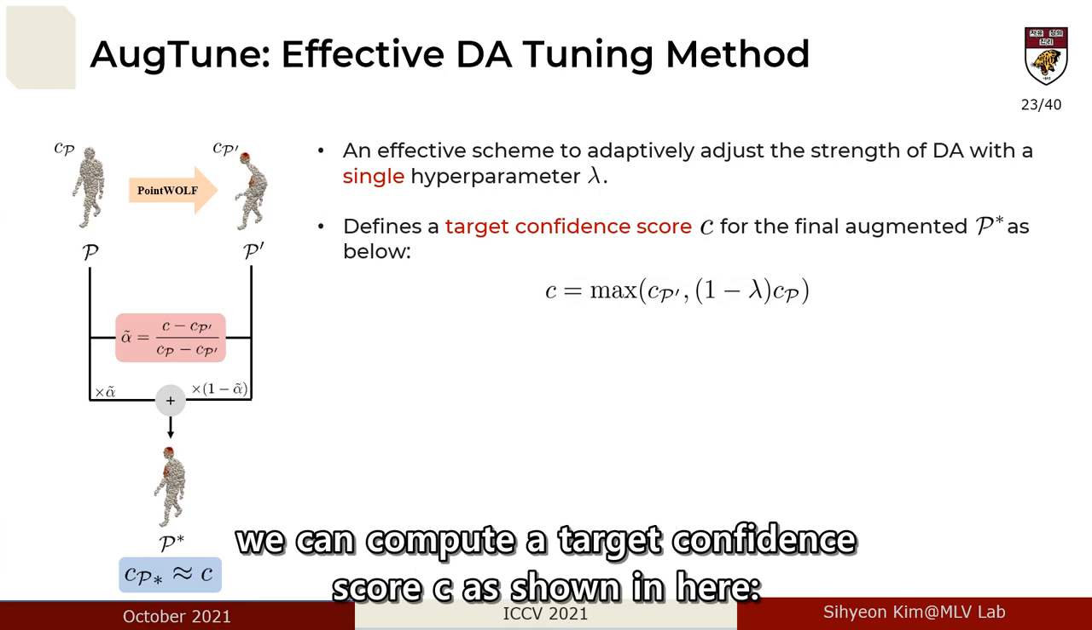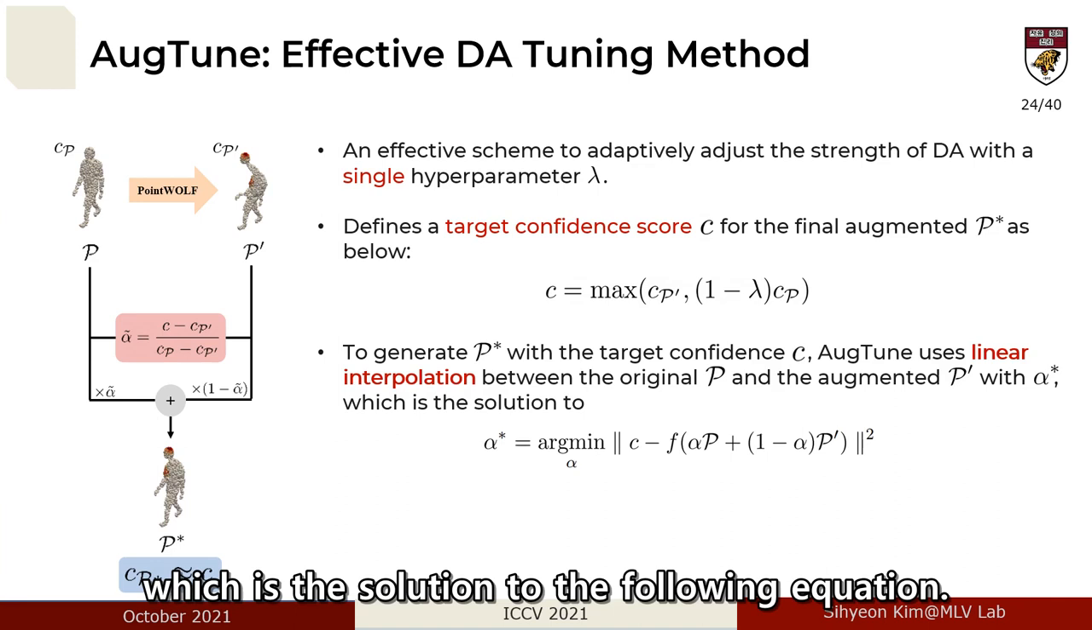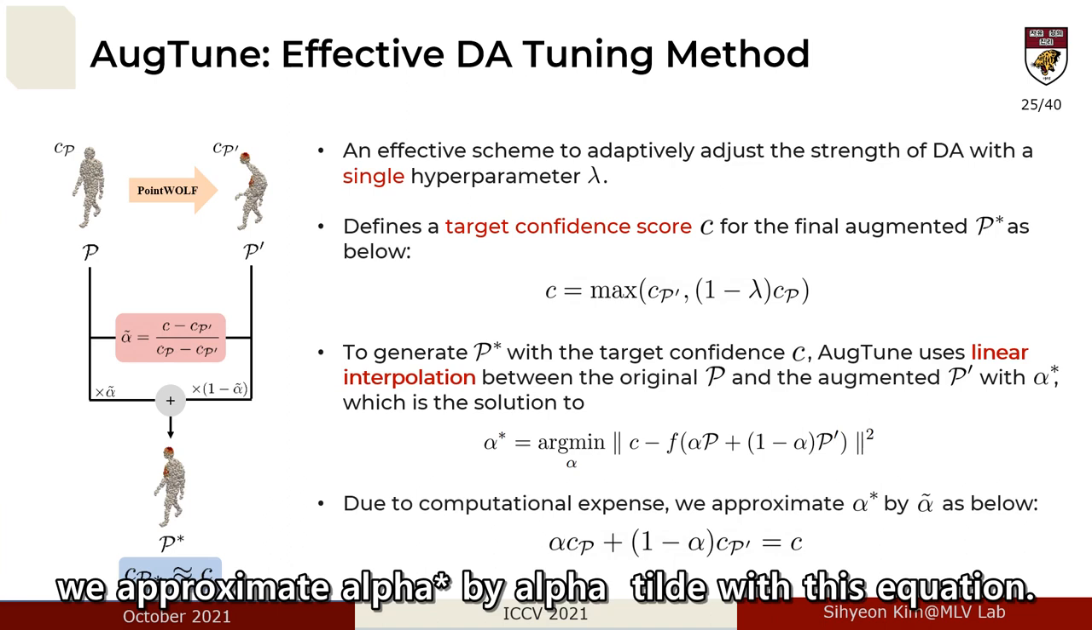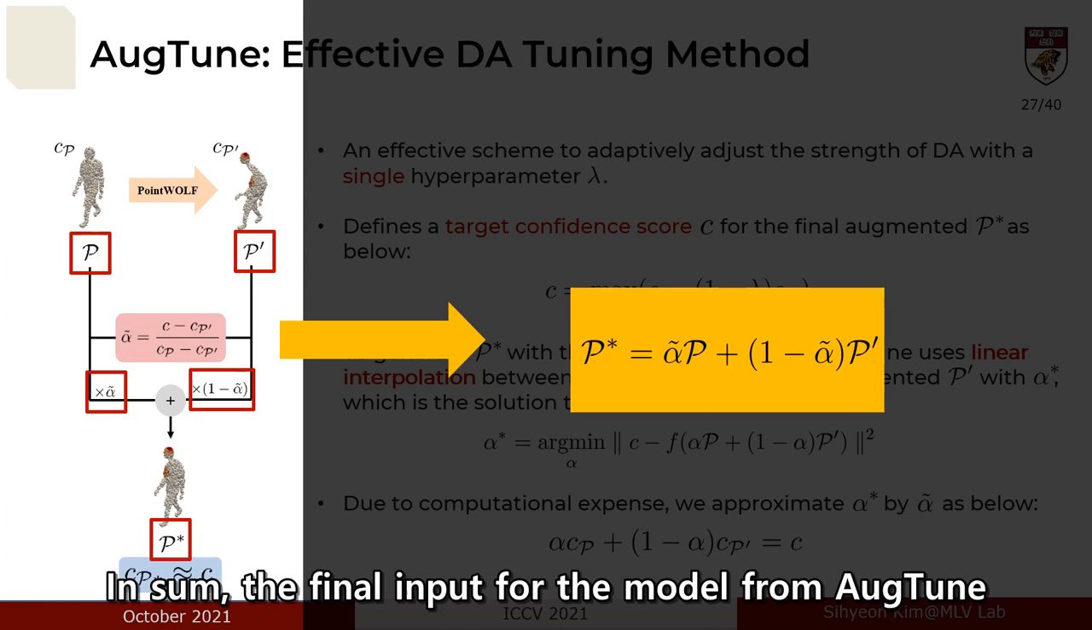To generate P star with the target C, AugTune uses linear interpolation between P and the P prime with alpha star, which is the solution to the following equation. However, due to computational costs, we approximate alpha star by alpha tilde with this equation. We expect the final CP star to be close to the target confidence C. Our experience shows this approximation does not cause performance degradation. In sum, the final input for the model from AugTune becomes a linear interpolation of P and P prime with alpha tilde.